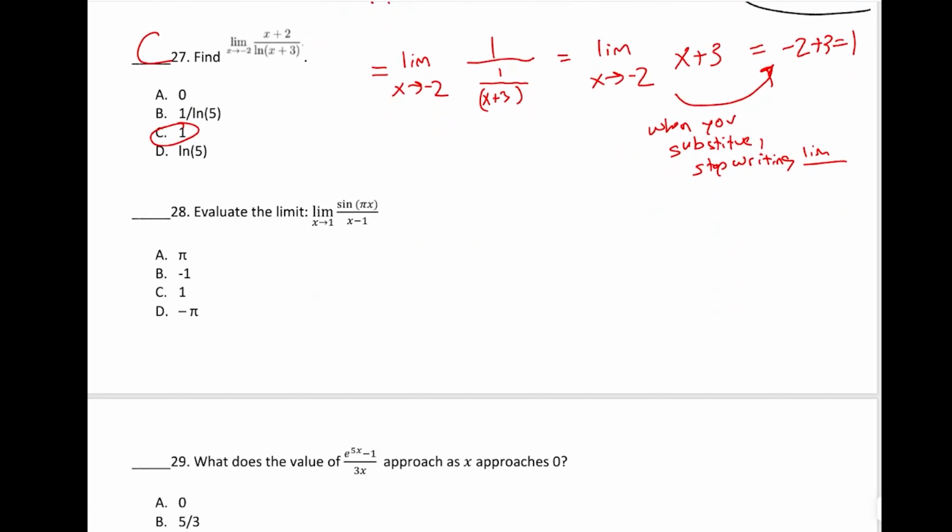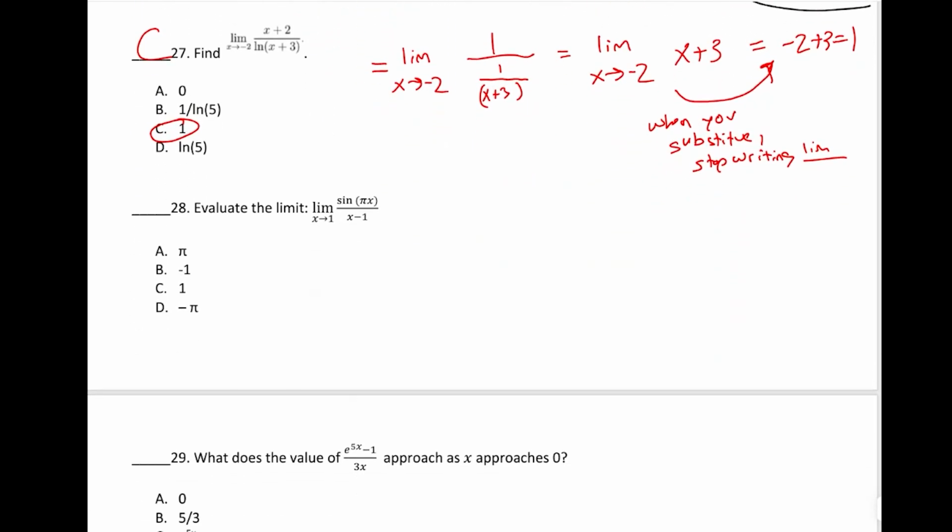Number 28. Let's try to find this limit. Looks like it's probably going to be another L'Hopital problem, but let's just double check. Plugging in 1 at the bottom gives me 0. Plugging in 1 at the top, sine of pi is also 0. So I don't want to say this thing equals 0 over 0, but I know that that's what I'm going to end up with if I differentiate the top and the bottom. So I'm just going to go ahead and use L'Hopital's rule here.